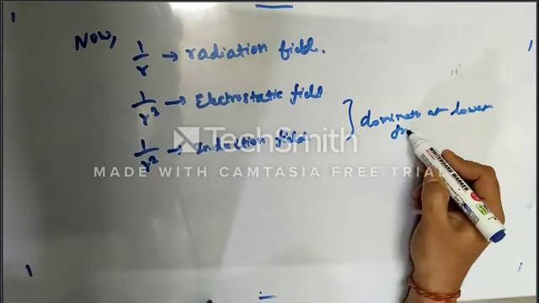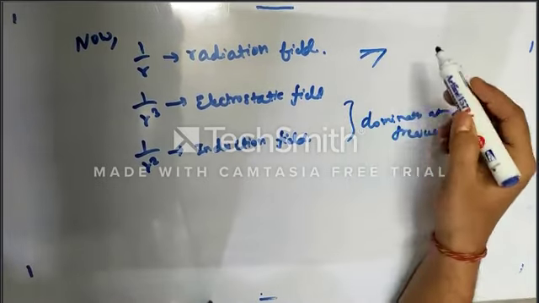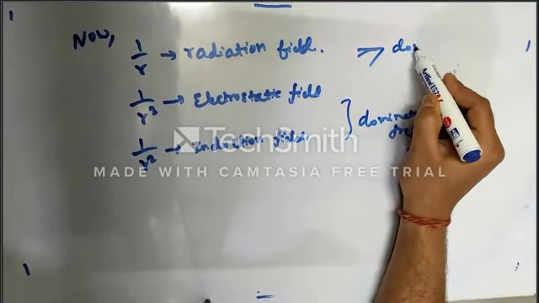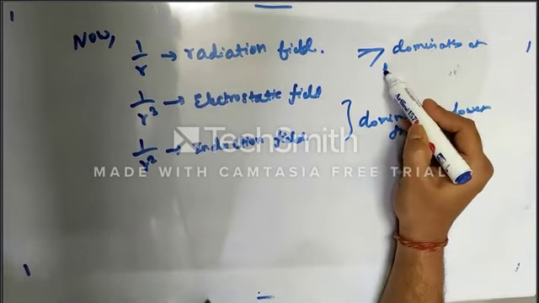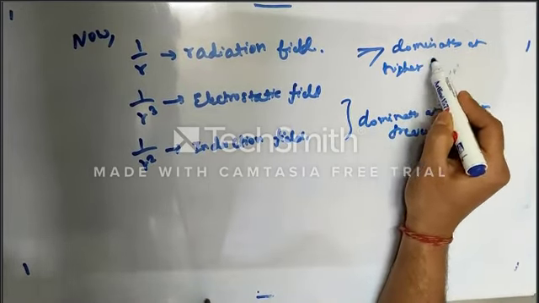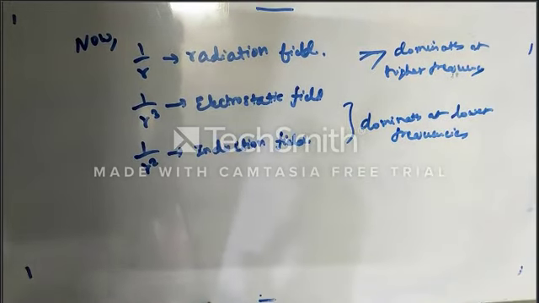The point is r is equal to lambda by 6. Now, as we have clearly stated before, 1 by r is a radiation field, and it is dominating in the far field, and so at higher frequency. Whereas in the near field, the reactive fields, that is the electrostatic field and the induction field, are dominant. It's basically at low frequencies.